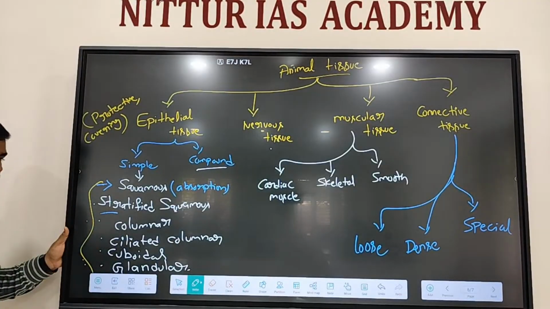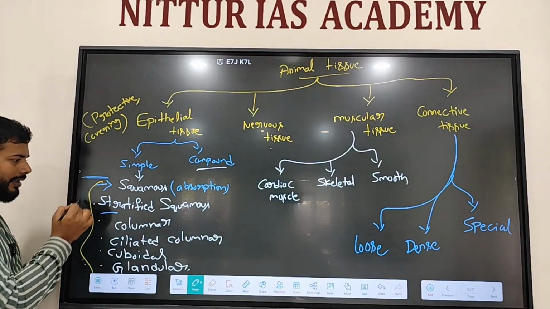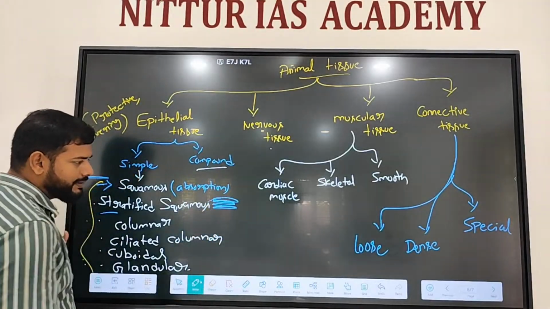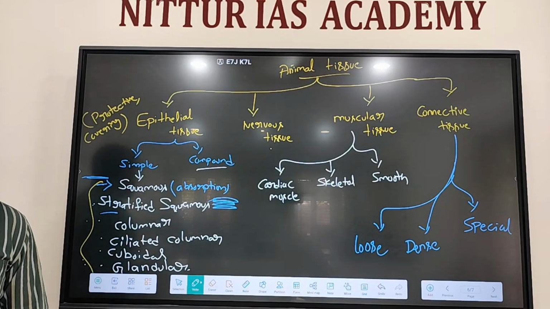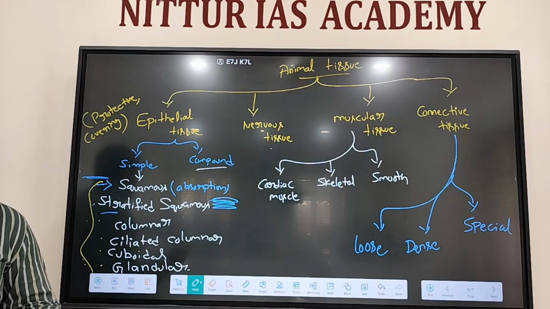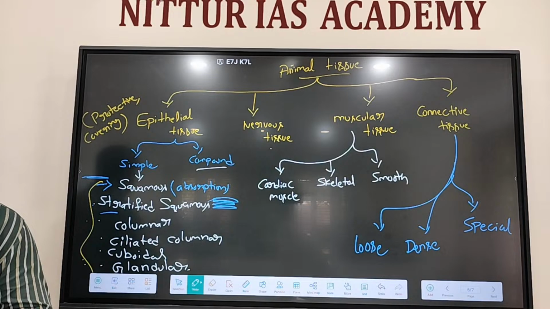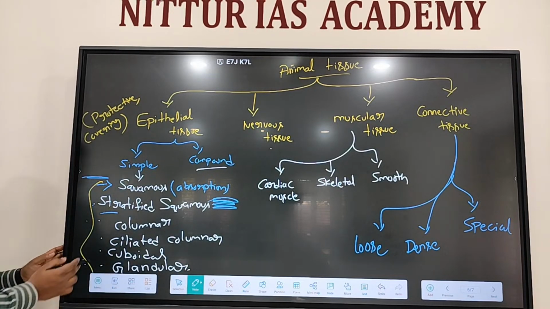Then stratified squamous epithelium. Strata means layer. Squamous epithelial tissue is a single layer of cells. Stratified squamous has many layers of flat cells, squamous epithelium. Stratified squamous epithelium can be seen in the skin or the inner layer of the skin.